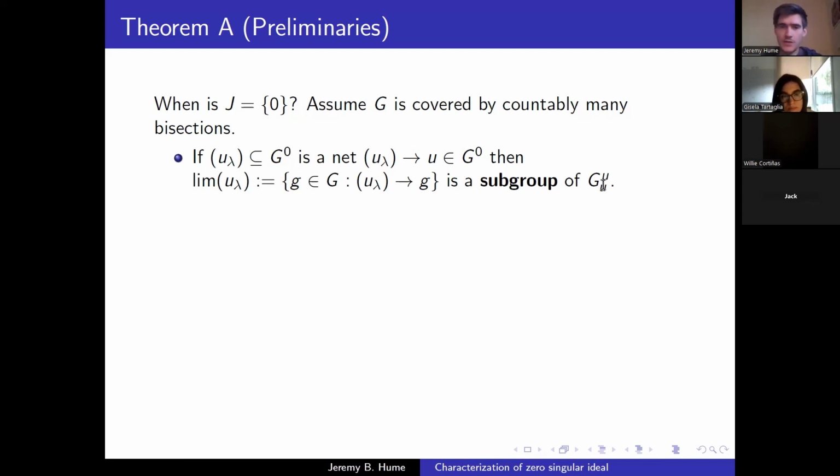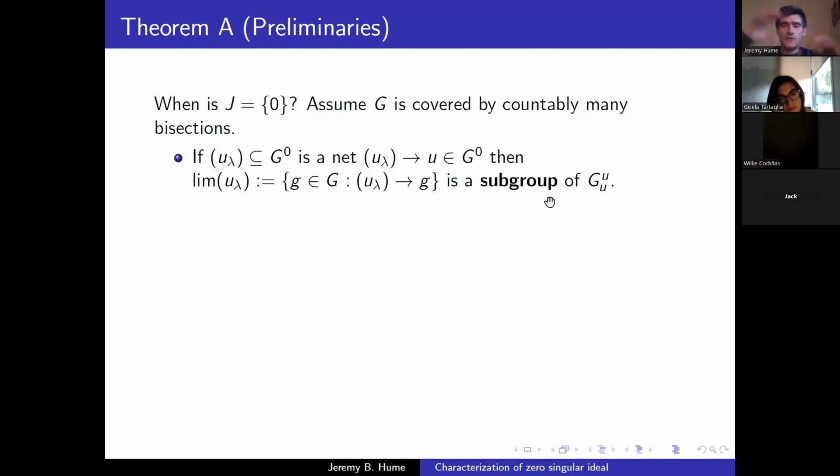And the way you see that is just by continuity of the groupoid operations. So if the net converges to g and it converges to h, then take the product, u lambda squared, that converges to g times h, but u lambda is a unit, so u lambda squared is u lambda. So you also get that the net converges to g times h. And similarly with the inverse, so you get a subgroup of the isotropy group.